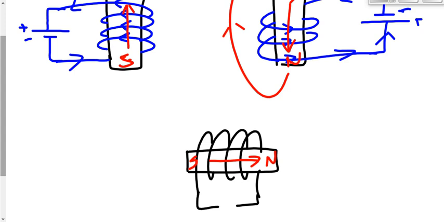And then my fingers, I want to loop them around so that they touch the word front. Which way are they pointing on the word front, Brendan? Up. Up in the front. So I would say my current would go up in the front, right? And then down in the back. It would go around like this.